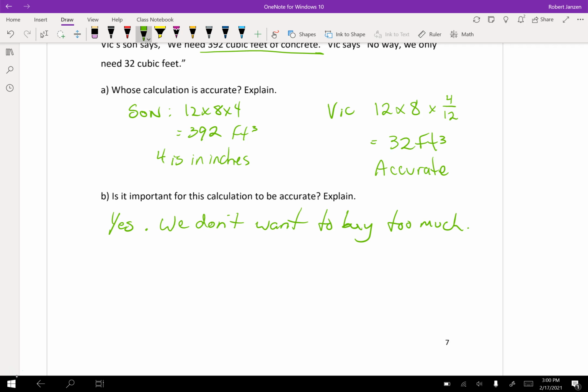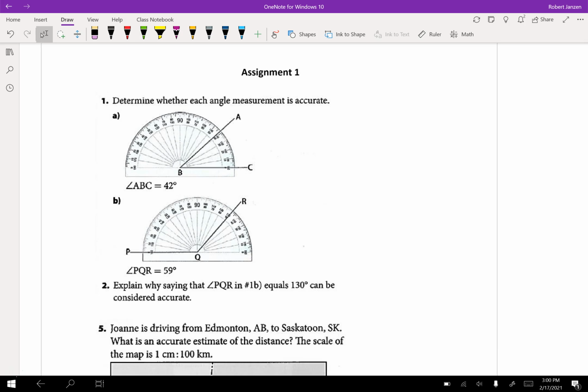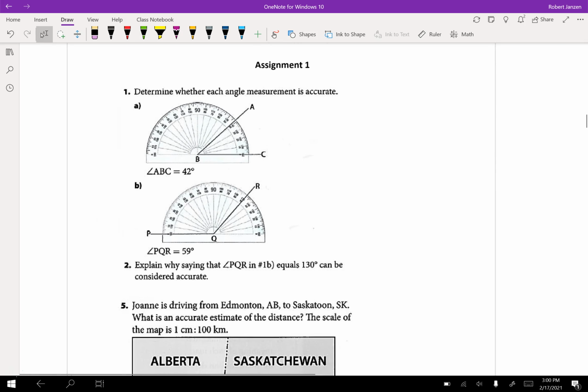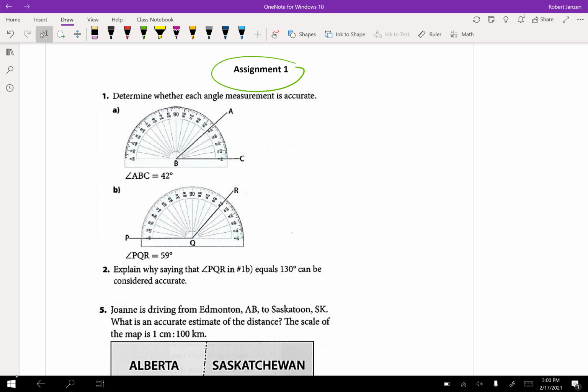So time for you to try some. I'd like you to go through assignment 1, and we will discuss that in class.